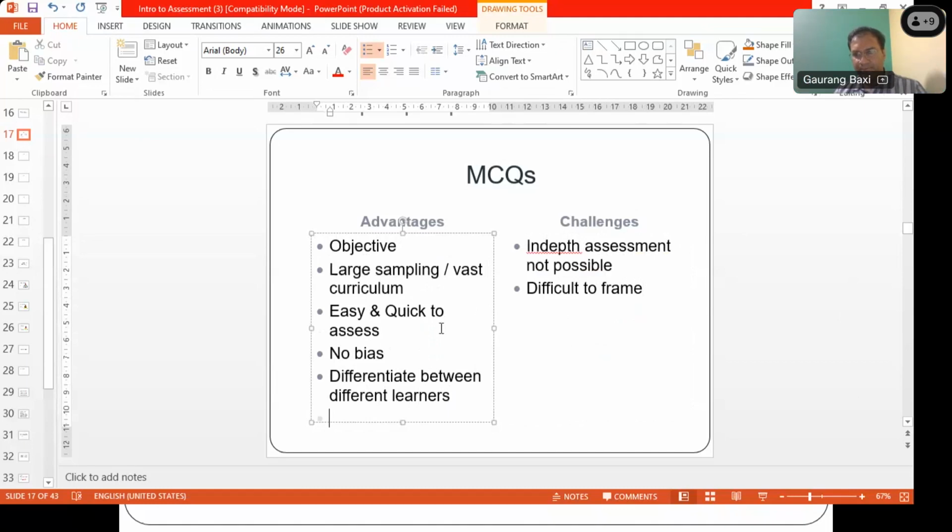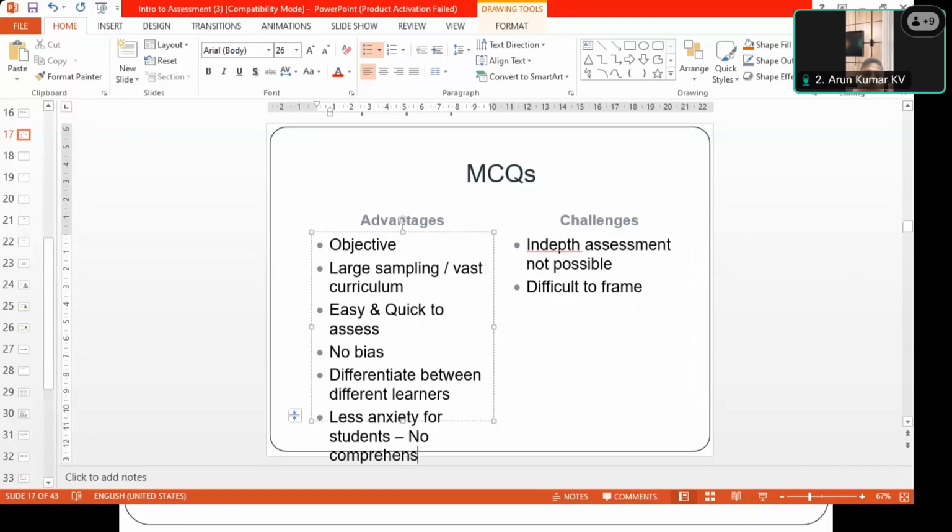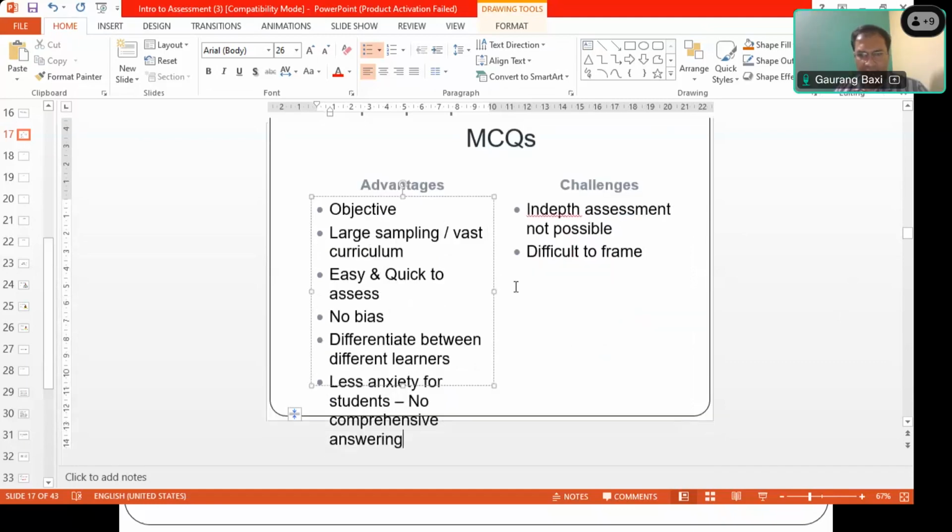What else? Sir, it has lesser anxiety compared to LAQs. Less anxiety for students. Why would MCQs have less anxiety? Sir, the cognitive level being tested is lower because you need not comprehend larger answers. You require a shorter period to analyze the question and can reproduce. Okay, so no comprehensive answering, leading to lesser anxiety. Fine.